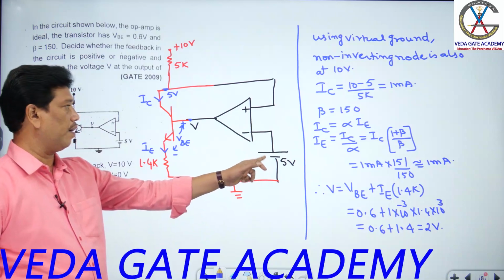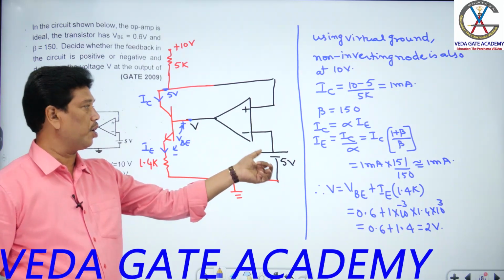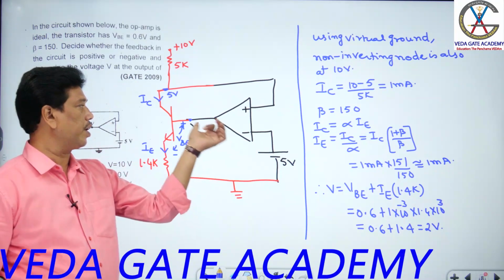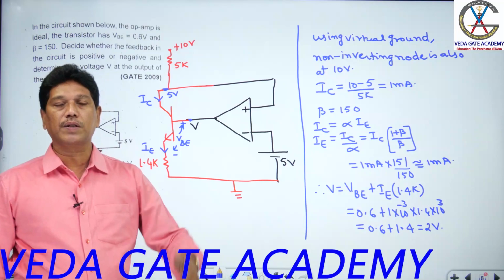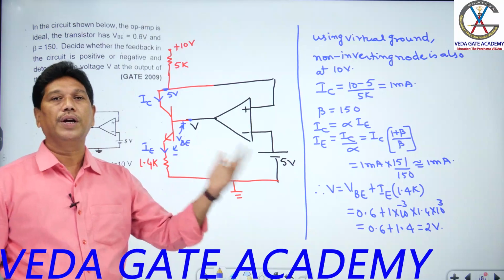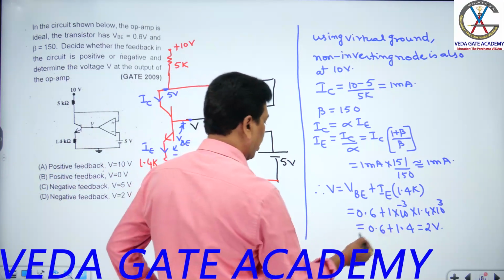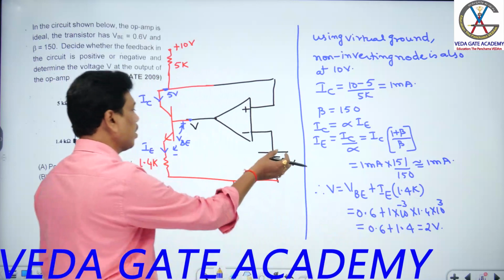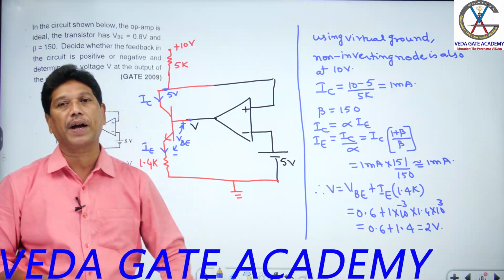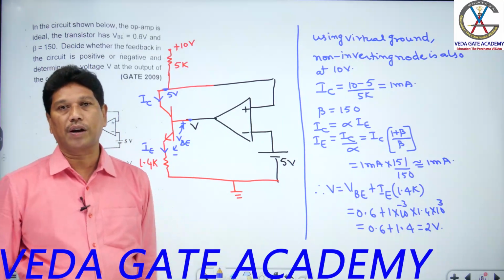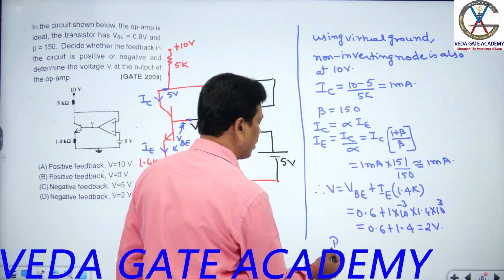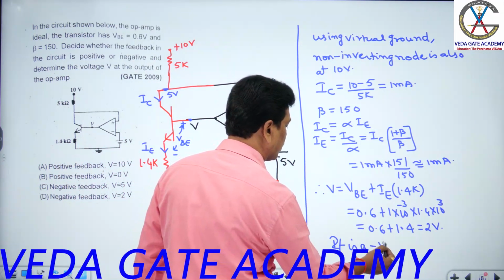As compared to the input of the op-amp, the output is less. This means the output gets suppressed by the feedback. As compared to the input of 5 volt, here we get 2 volt. Due to the feedback effect, the corresponding signal is suppressed so that the output reduces. So it is a case of negative feedback, students. It is a negative feedback circuit.